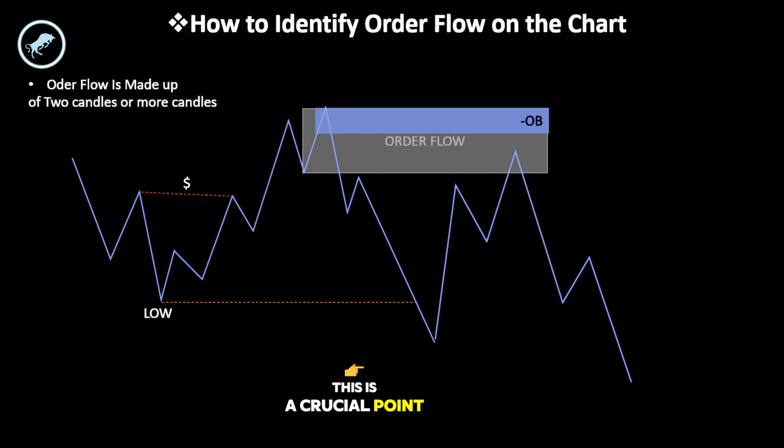This is a crucial point to understand. The order flow zone takes precedence over the order block because it represents the last significant area of buying or selling pressure for a major price movement.